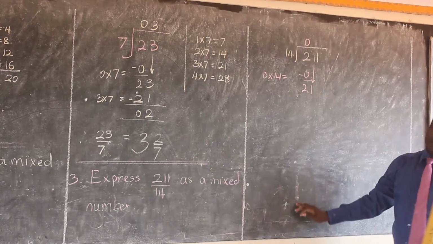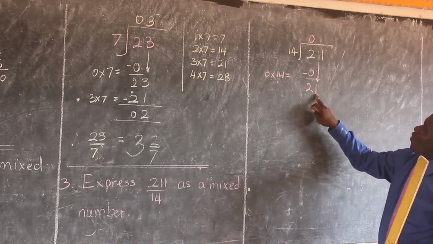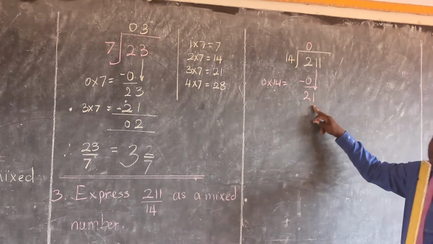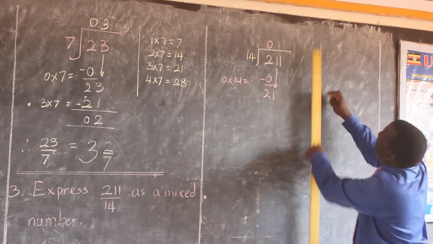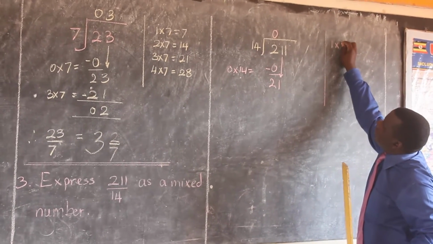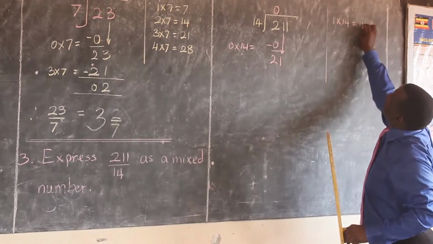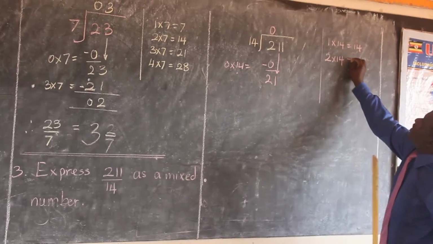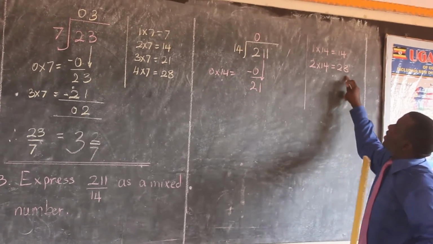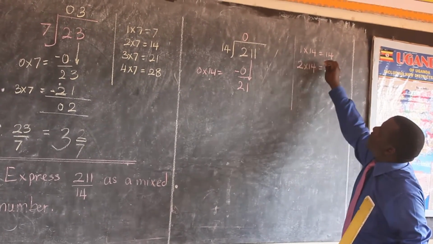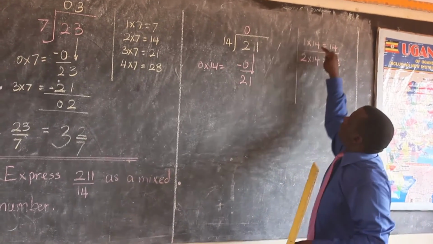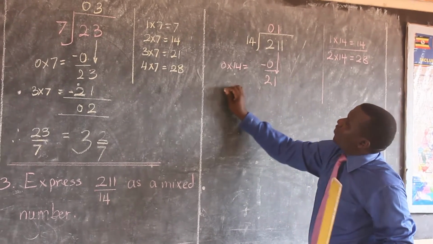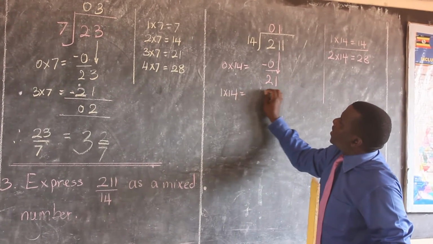It becomes 21. And what is 21 divided by 14? So how many times does 14 go into 21? If you have your side work here, 1 times 14 gives us 14. If you went ahead, 2 times 14 gives us 28. So already this is beyond 21. So it means we are going to take the nearest, which is 1. So we shall write our 1 below this 1. 1 times 14 gives us 14.